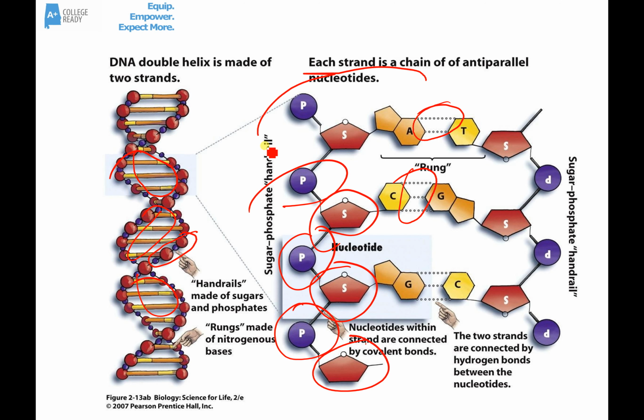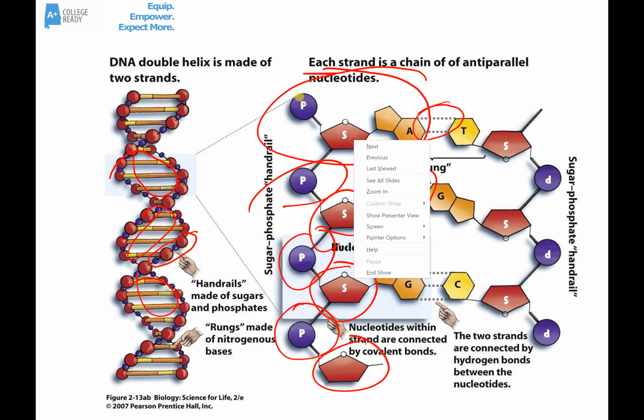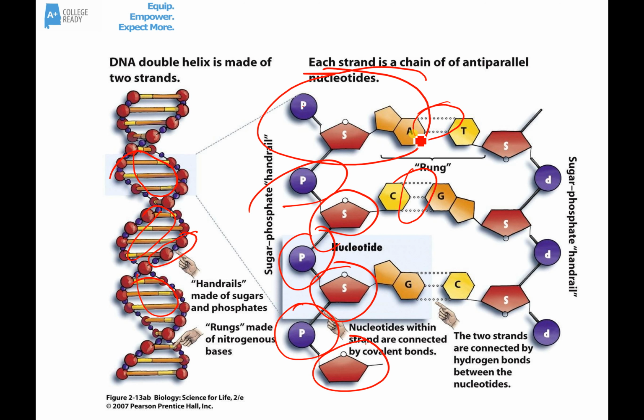Also remember that one of these units, a deoxyribose connected to a phosphate, connected to a nitrogenous base, that is one nucleotide. And a DNA molecule is made of 2 long chains of those all hooked together.